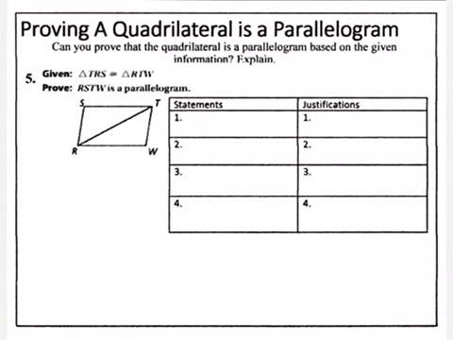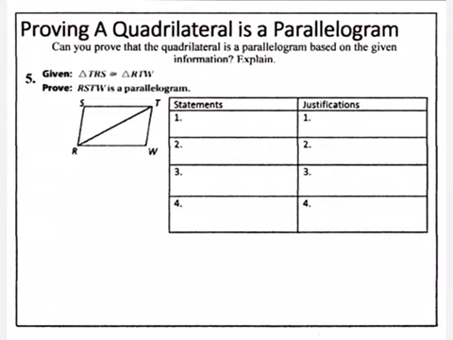Here they tell us that triangle TRS is congruent to RTW. Can we prove that RSTW is a parallelogram? Well, yeah, we can. We've got congruent pieces here, so we just got to make sure we set everything up.